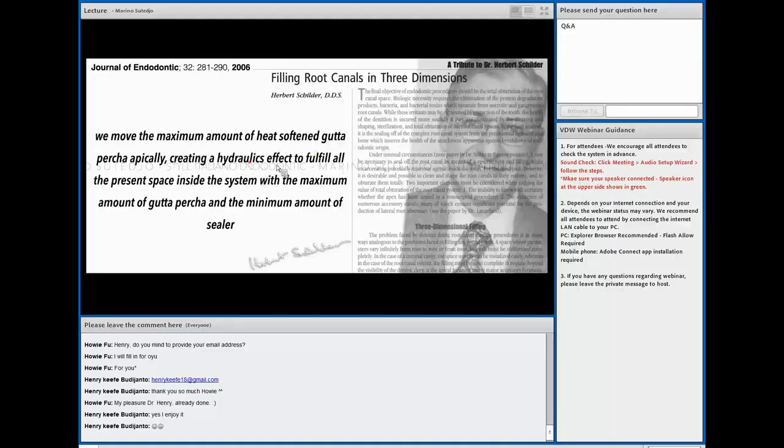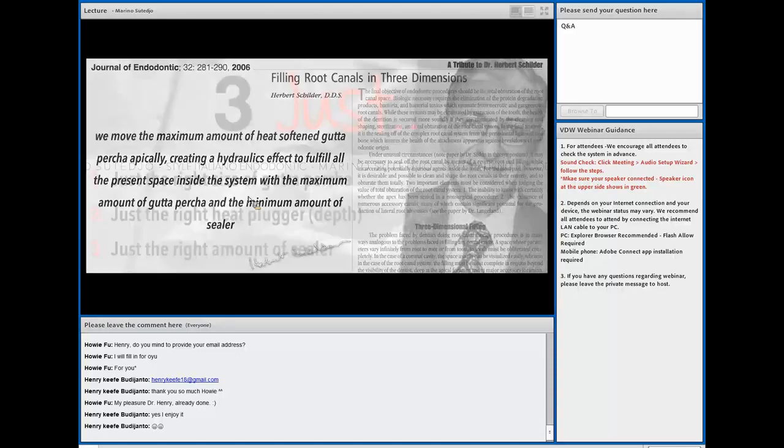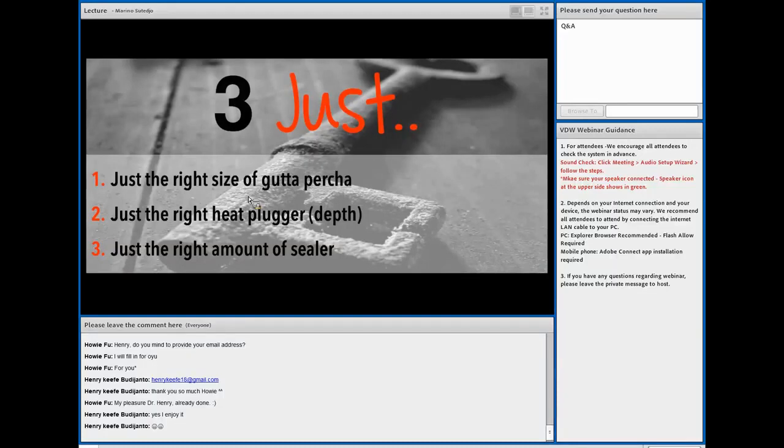And at that time, it will create a hydraulic effect to fill all the present space inside the system with the maximum amount of gutta percha and the minimum amount of sealer. Because once we can plasticize it by heat, we can pack the gutta percha vertically. And at the same time, it will create lateral force to press all the sealer and fill all the canal space and all the accessories inside the canal.